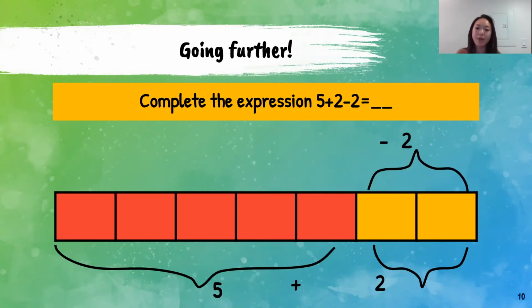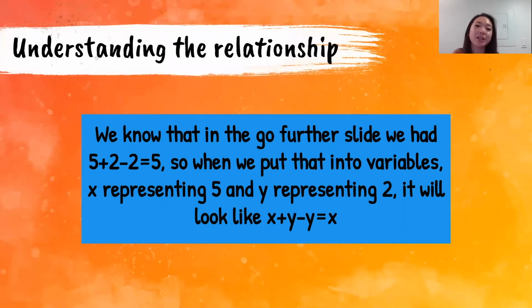So hopefully you saw a pattern in that. And since you do, we're going to understand the relationship. We know that in the Go Further slide, we had 5 plus 2 minus 2 equals 5. So when we put it into variables, and remember variables are the letters that represent a number, x will be representing 5, and y will be representing 2. So we have x plus y minus y equals x.